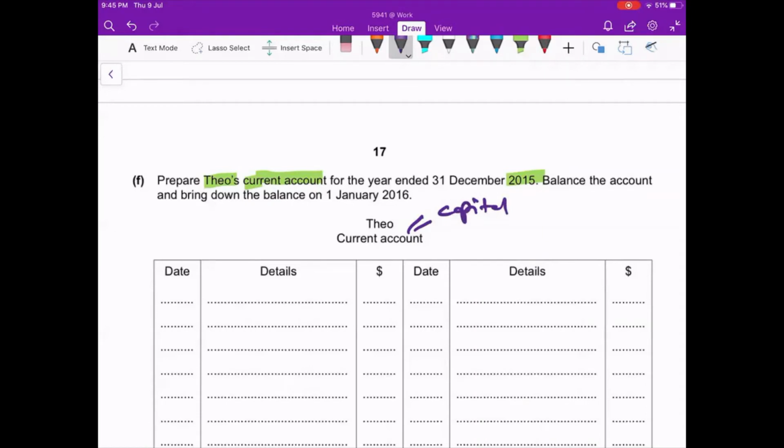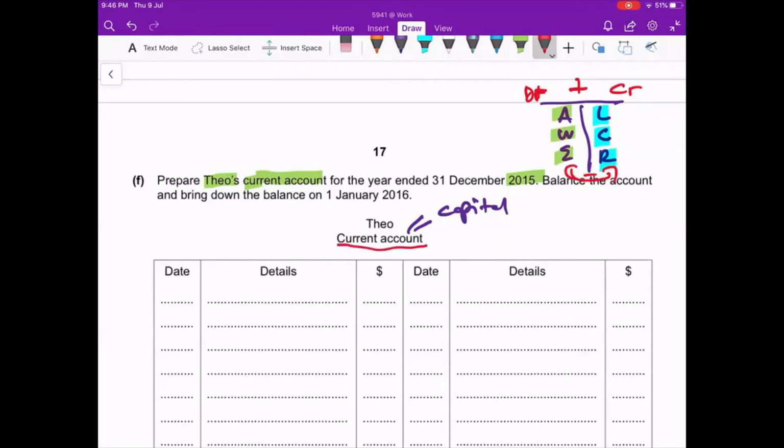Okay, you always remember, according to the Adam wants eat large chicken rice, so we follow this. Your asset, withdrawal and expenses will be on the debit side, and your liability, capital and revenue will be on the credit side. Whenever they increase, we follow this. Whenever they decrease, we exchange.